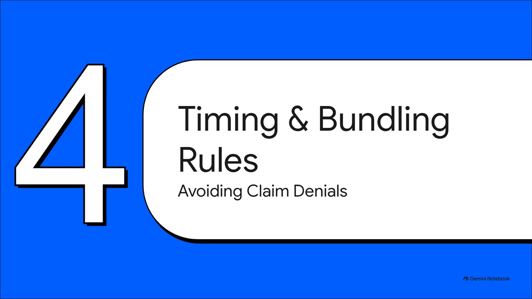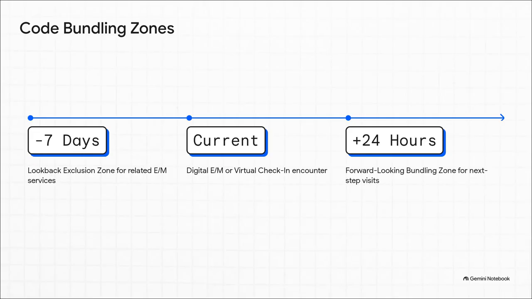All right, let's look at Section 4, strict timing and bundling rules. As powerful as these digital codes are, I have to warn you, we are now entering the rigid danger zones of exclusionary billing. This timeline perfectly visualizes the exact chronological boundaries that you have to navigate. Imagine you are sitting right in the middle at current time, trying to bill your digital encounter. You absolutely must look backward into the look-back exclusion zone, and you also have to look forward into the forward-looking bundling zone. If your digital service bumps into either of these zones, it is highly, highly likely you are not going to be able to bill for it. So let's break those specific zones down.